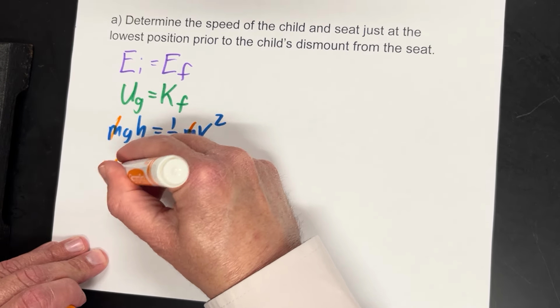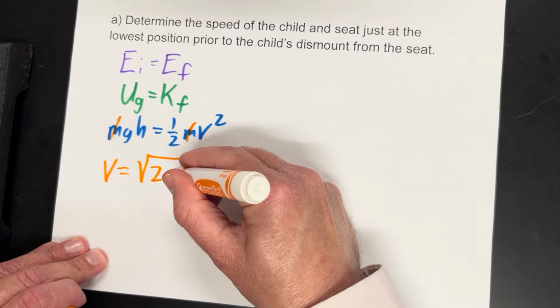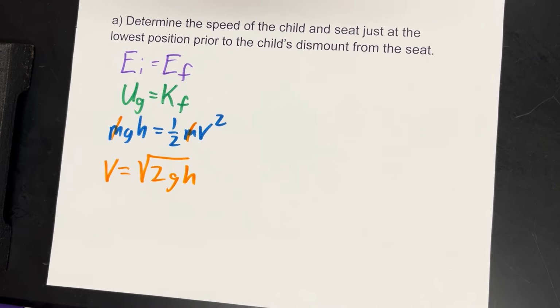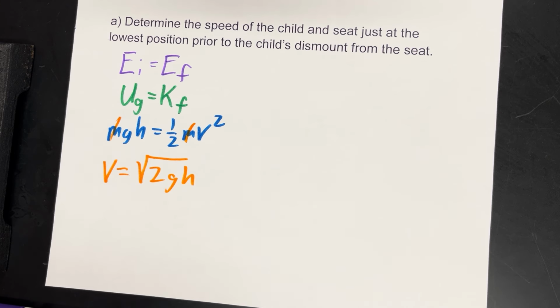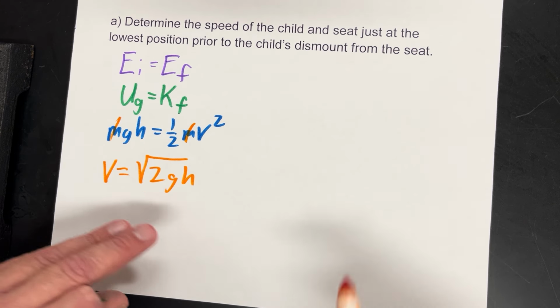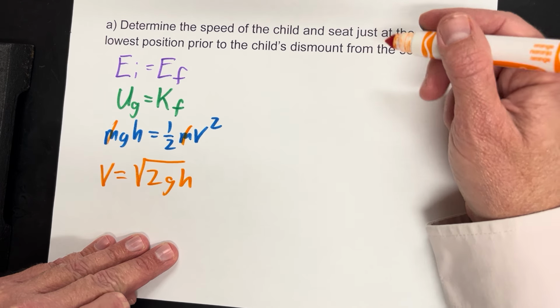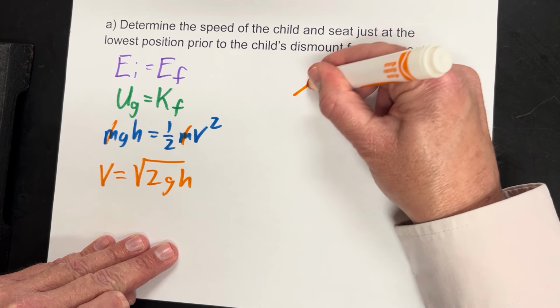Let's solve for velocity. We get the square root of 2 times g times h when we do the algebra. And I'm like, oh, we did it. Except the thing is, h cannot be in there. It is not one of the acceptable parameters that we have.